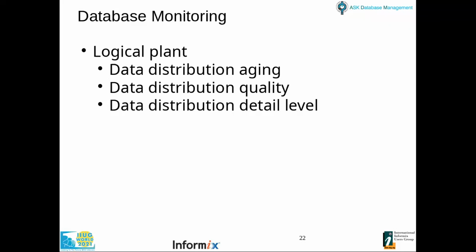Same thing for the detail level, right? If I have a table with 30 billion rows in it, 200 buckets is not going to do the job very often. So you need to know that. You need to know where you're at, and whether your distributions are working for you or not.